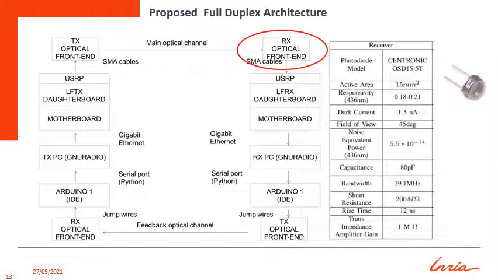Another important part in our circuit is the receiver optical front end, which in this case is composed of a Centronic photodiode, a commercial photodiode characterized by an active area of 15 square millimeters, responsivity of about 0.2, and a bandwidth of about 30 megahertz, so it's enough for our operation. It's more or less the same as the LED driver. And we use a transimpedance gain of about 1 megaohm, a very high transimpedance gain, which is necessary for amplifying the small current provided by the photodiode.